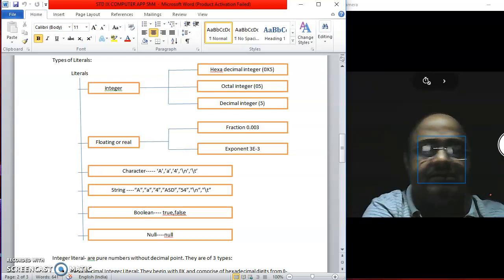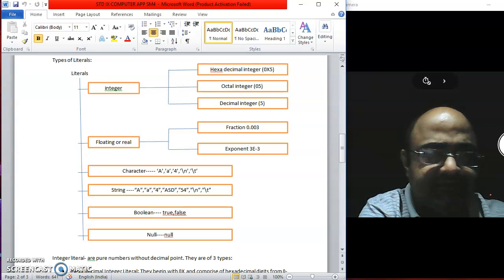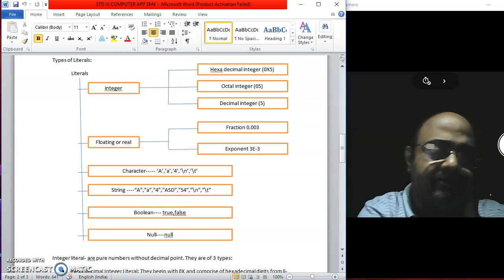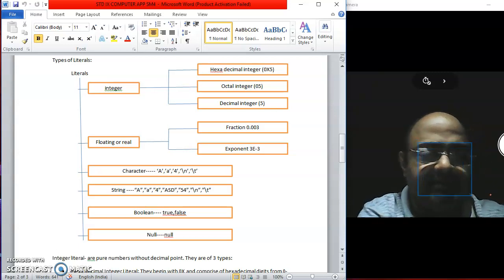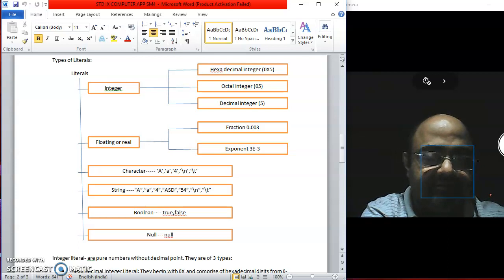Exponent method, children, generally we use it when we are writing very big numbers. Like for example, charge of an electron, minus 1.6 into 10 to the power minus 19 coulombs. Or speed of light, 3 into 10 to the power 8 meter per second.